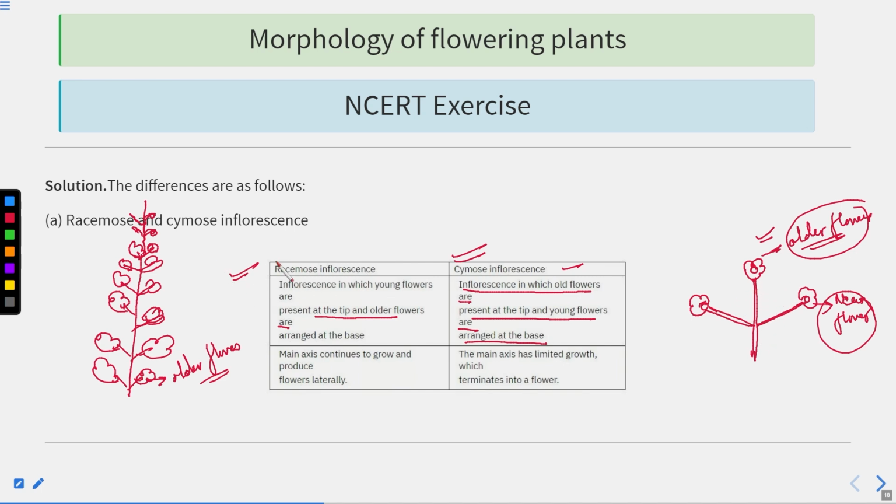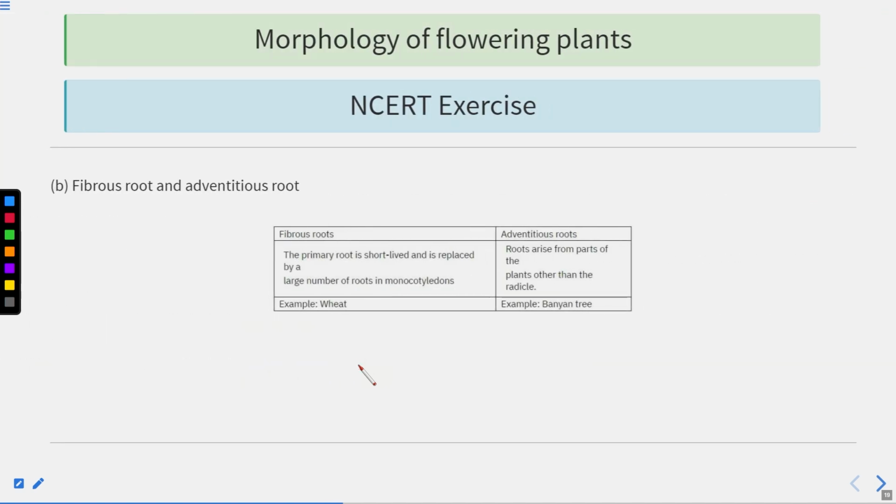So this is a totally different arrangement in the racemose and in the cymose. In racemose, the main axis continues to grow and produce flowers laterally. You can see it is continuously growing and giving flowers like this. This is the racemose type of inflorescence. In the case of cymose, it terminated here, and now the lateral flowers can give rise to new flowers like this. The main axis has limited growth which terminates into a flower, but in racemose it is not terminating into a flower, it is continuously growing. So this is the difference between the racemose and cymose type of inflorescence.